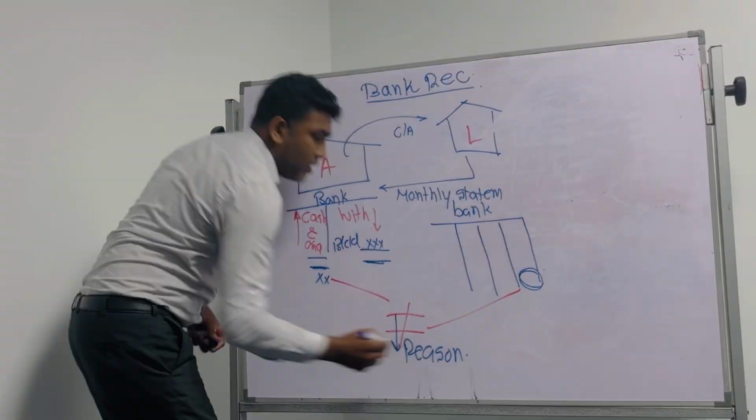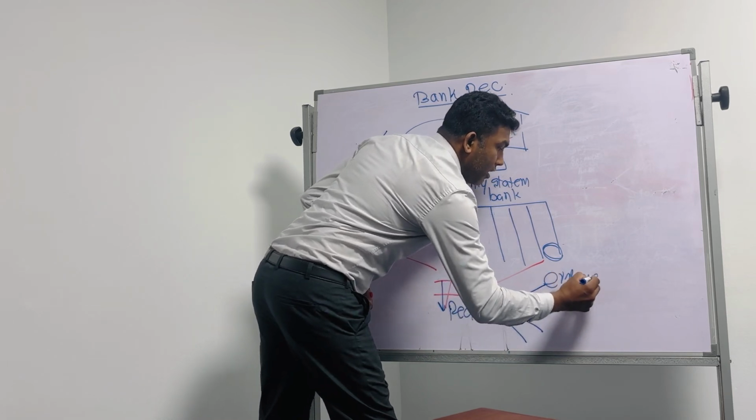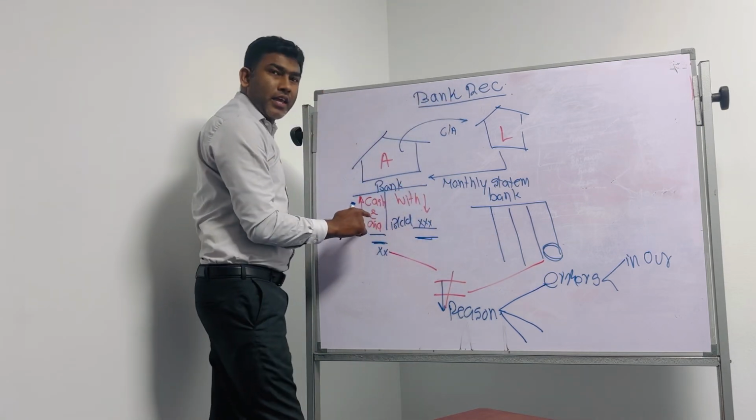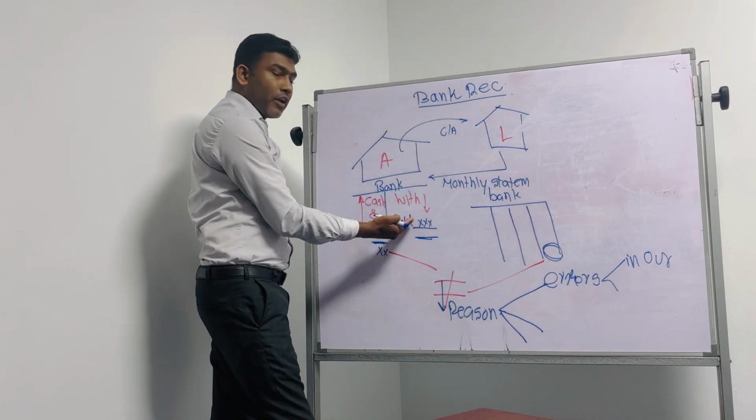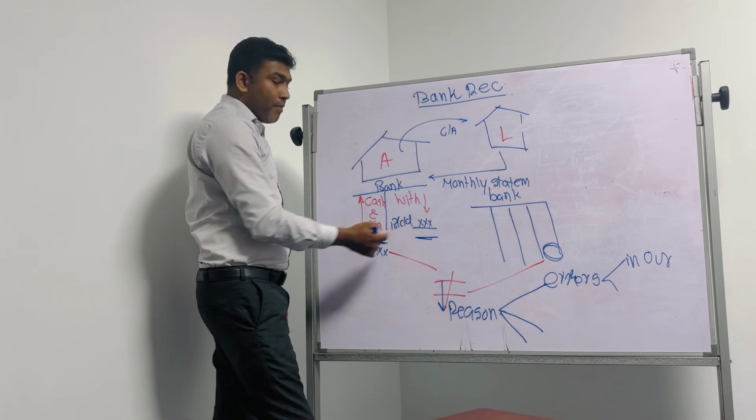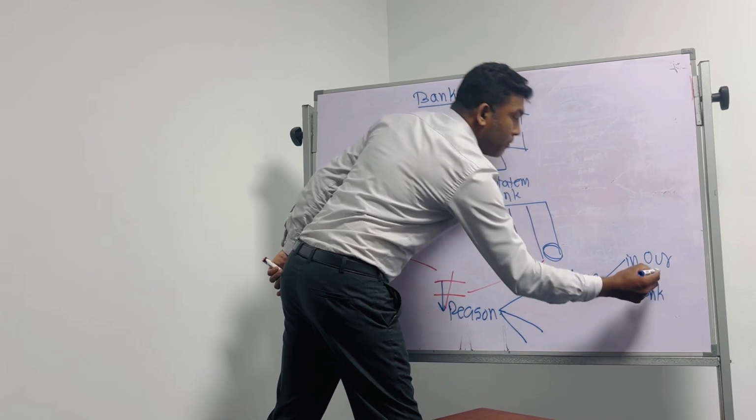Reasons may be errors, maybe in our record. So we have made mistakes. For example, instead of credit we have done debit, or maybe instead of debit we have done credit. These are our errors. Or maybe the bank's errors. The bank might sometimes make errors.